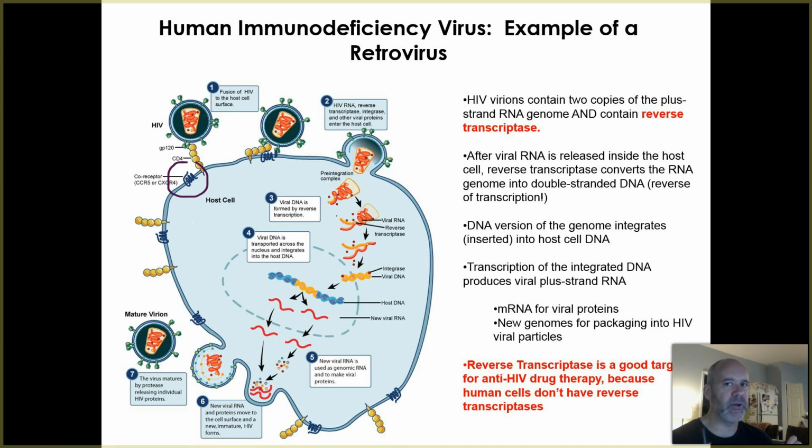And you may have heard before that there are people who are kind of naturally resistant to HIV. HIV doesn't infect their cells very well, and it's because one of these co-receptors is mutated in those people. So HIV can't enter the host cells in those people as easily.